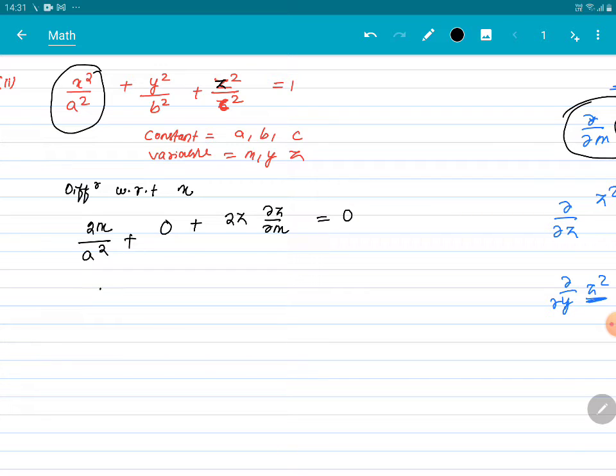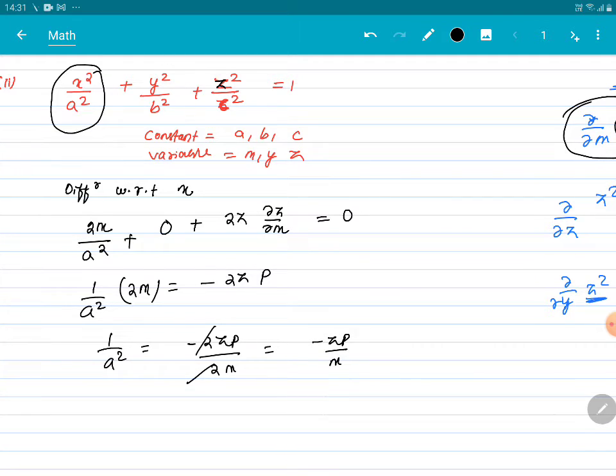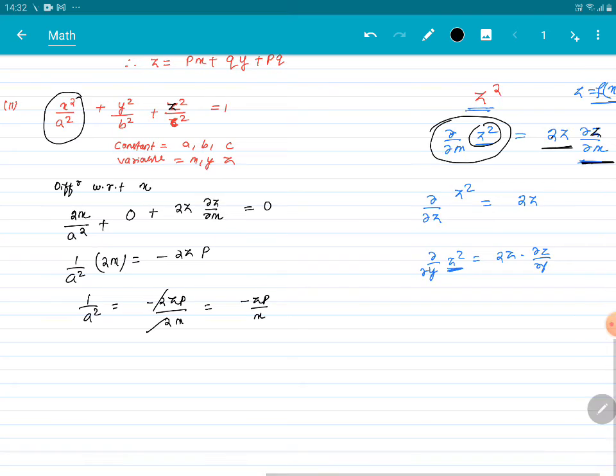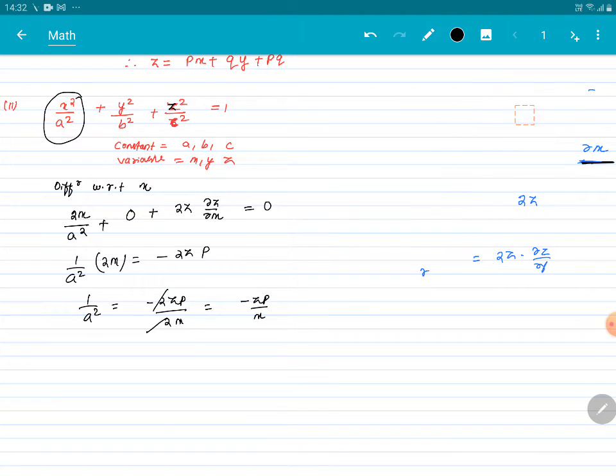Now write 2x. So what is 1 by a square? 2x by a square is equal to minus 2z del z by del x, which is 2zp. So 1 by a square will be minus 2zp by 2x, that is minus zp by x. Now, what is the next step? The next step is the derivative with respect to y.